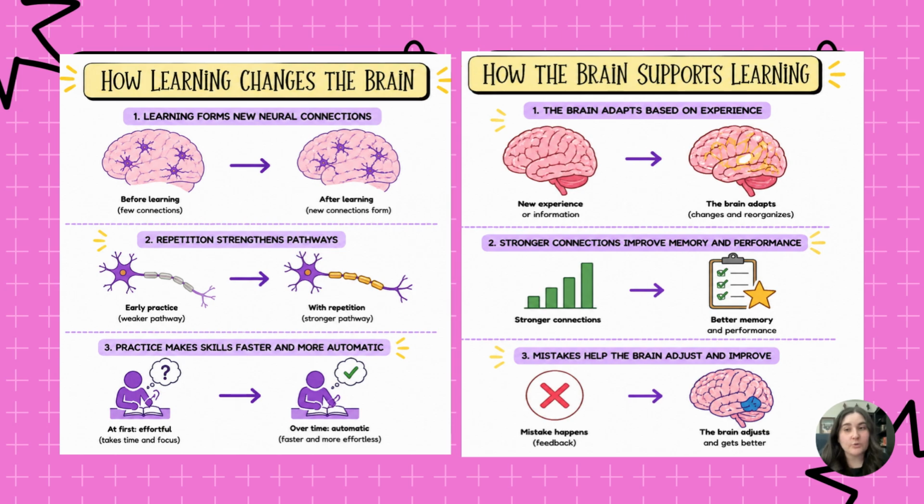On the right, we see how the brain supports learning. The brain is constantly adapting based on our experiences. As connections strengthen, our memory and overall performance improve. Something that I think is really important is that mistakes actually help this process. They give the brain feedback and allow it to adjust and improve. Overall, this shows that learning is not just something we do, it's something that physically reshapes the brain. The more we engage with something, the more our brain adapts to support it.